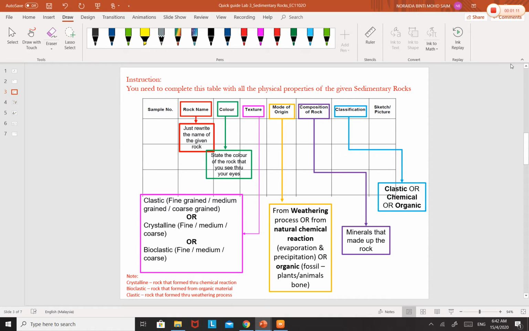And then the rock name, the name of the rock is also given. You just rewrite the name of the rock given. And then the color, state the color of the rock that you see through your eyes. If you see that brown color, you just state the brown color. And the texture.